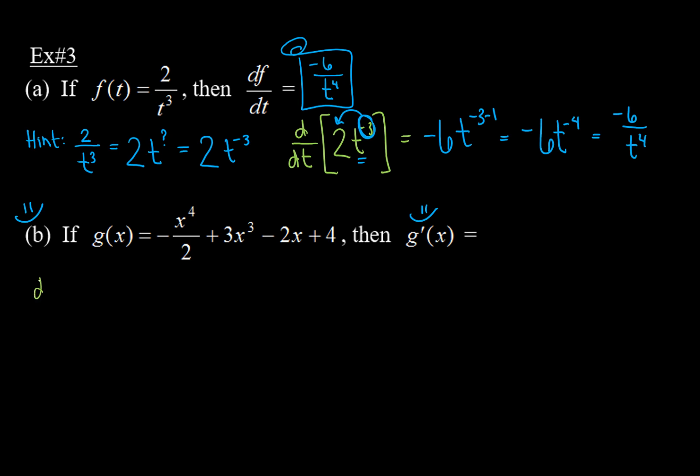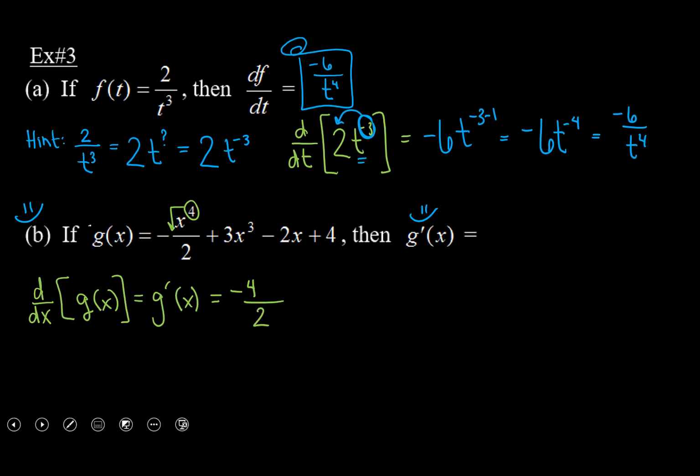All right, welcome back. I'm trying to take the derivative with respect to x of g of x. That will give me g prime of x. And I'm going to take the derivative of each thing. All right, so this 4 is going to come down. So I'm going to have negative 4 over that 2 times x to the 4 minus 1, so that's going to give me 3.